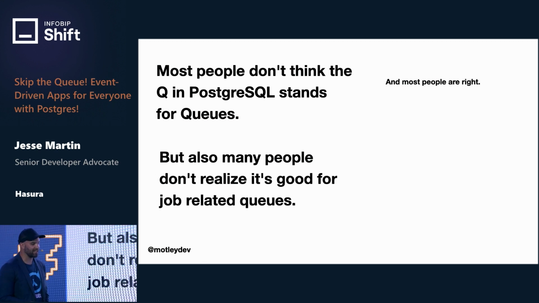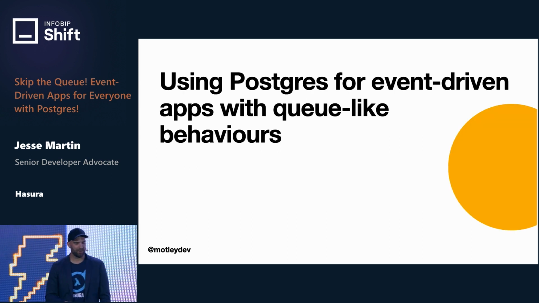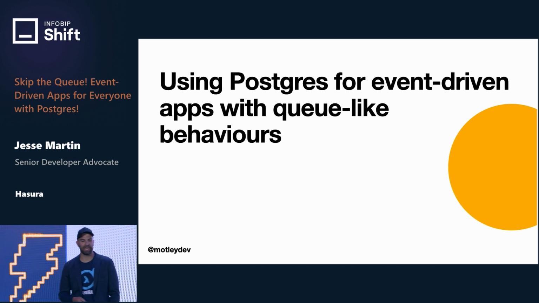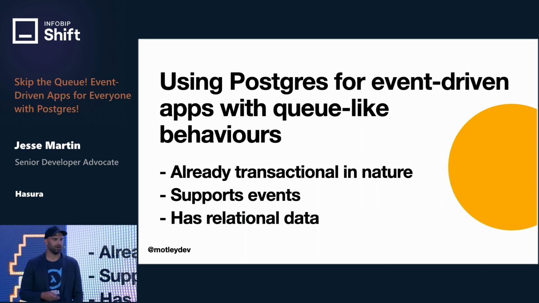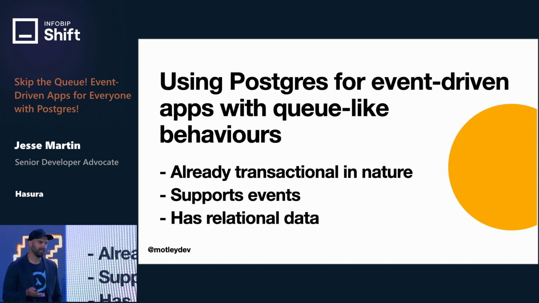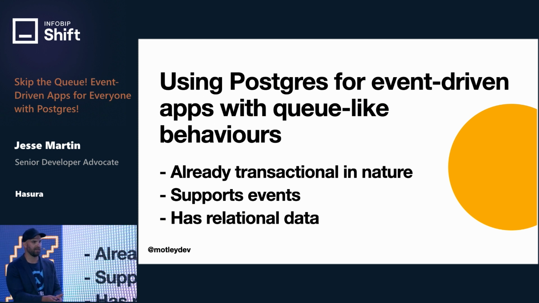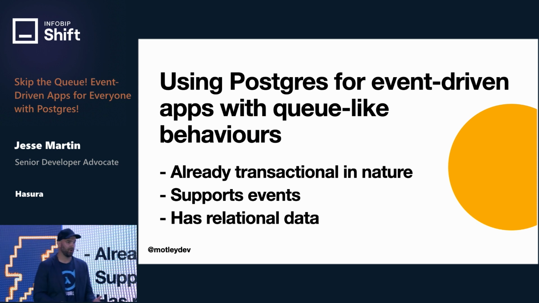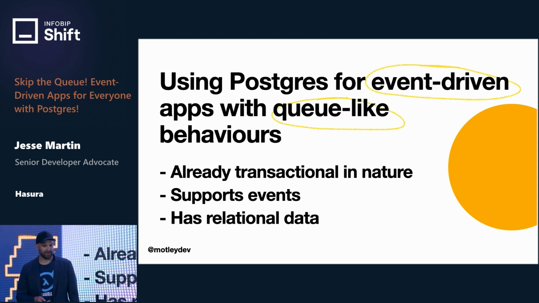But also many people don't realize that it's good for job-related queues, and it totally is. So using Postgres for event-driven apps with queue-like behaviors, it's already transactional in nature. It supports events out of the box, and it supports relational data. One of the big gaps and flaws with current queue software is you have no relational data. You have to queue your event, then you put that into a processor, you fetch all the related data, you bring that back into another microservice to process that event, and then you're able to do what you wanted to do. But Postgres is already relational. It already has all the data right there for you to handle your events.